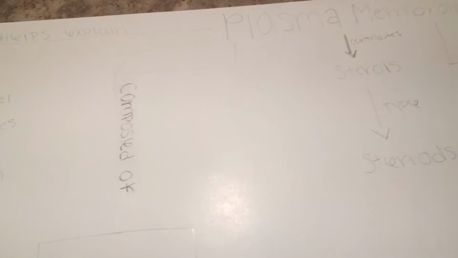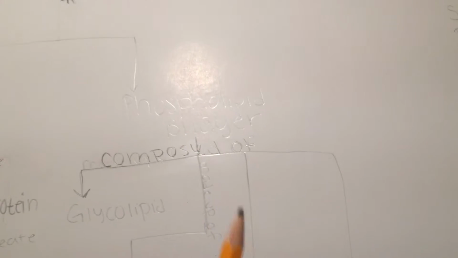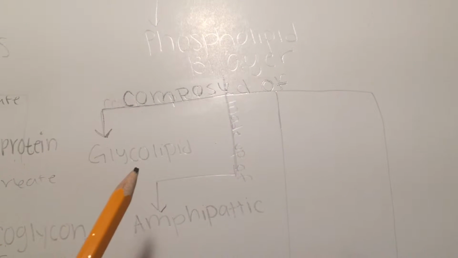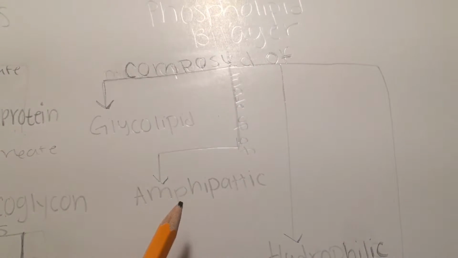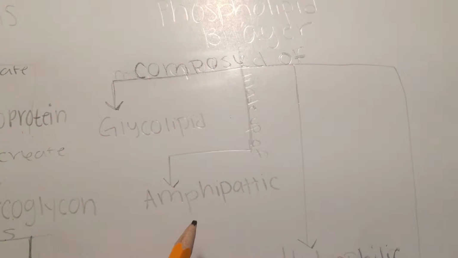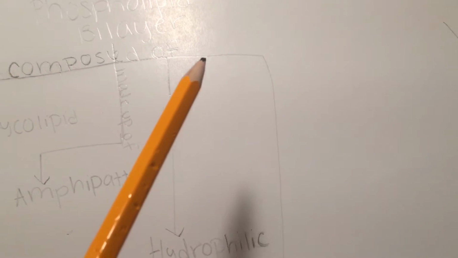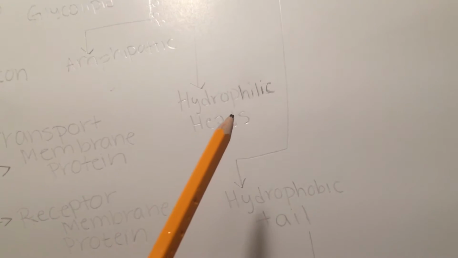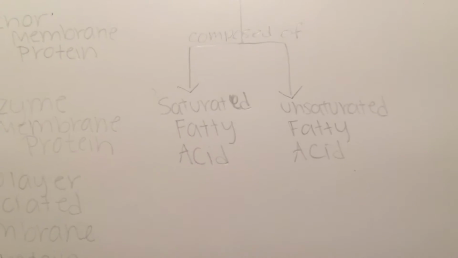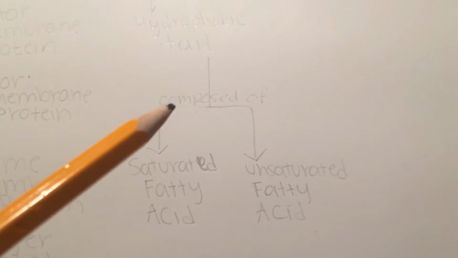Now, following the plasma membrane, I did what composed the plasma membrane, which is, of course, your proteins and your phospholipid bilayer. Now, starting with the phospholipid bilayer, I did what also composed the phospholipid bilayer, which are your glycolipids, and I went ahead and added the amphipathic to the phospholipid bilayer just because it does contain hydrophobic and hydrophilic at the same time. So I went ahead and just put it and helped make it up. And then, of course, I put your hydrophilic heads and your hydrophobic tail. Now, coming off the hydrophobic tail, I also put your saturated fatty acids and your unsaturated fatty acids because that is actually what does compose your hydrophobic tail.